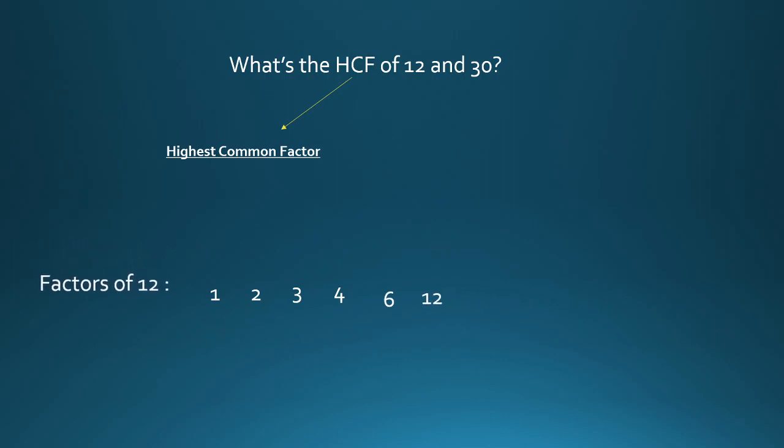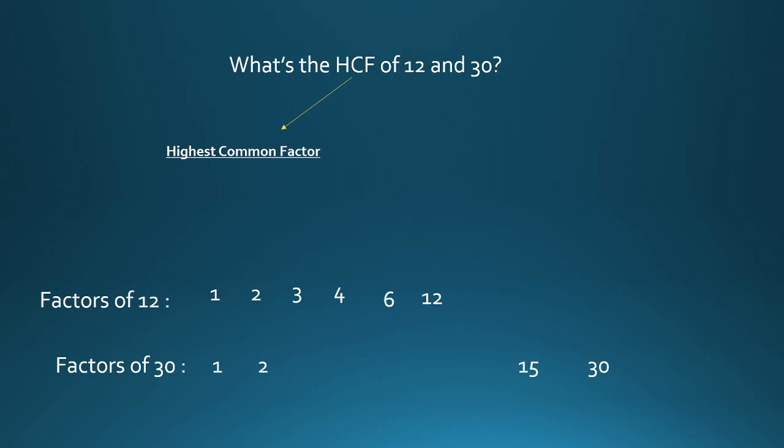Then, using the same idea, let's figure out the factors of 30. 1 and 30, 2 and 15, 3 and 10, 4, no, 4 is not a factor of 30, 5, yes, 5 and 6. And that's it, because after 5 you have 6, but you have already had 6 from the descending part. So these are all the factors of 30.